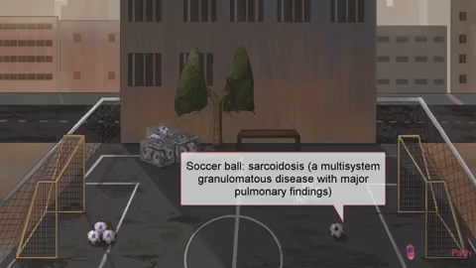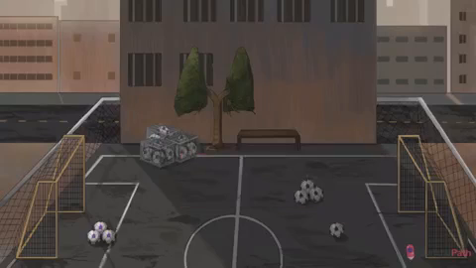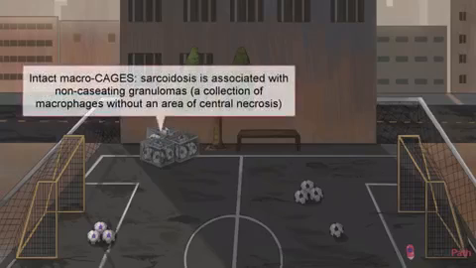However, it's the pulmonary component of sarcoidosis, caused by granulomas in the lungs and hilar lymph nodes, that cause the initial clinical manifestations of disease in many patients. On the inside of a granuloma is a collection of macrophages, or in the world of Sketchy, a collection of macro cages, represented here at the sideline by the cages of soccer balls.